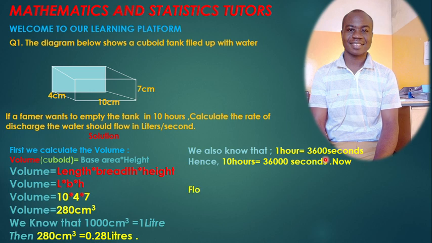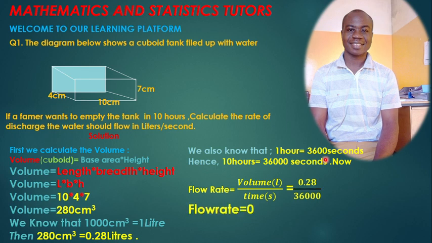Right. So if we apply the formula, flow rate is equal to volume in liters divided by time in seconds. We have the volume in liters, which was 0.28, divided by 36,000. Hence, our final answer is going to be flow rate is equal to 0.000777 liters per second. Or if you write this answer in standard form, you are going to have 7.78 times 10 to the power negative 5.